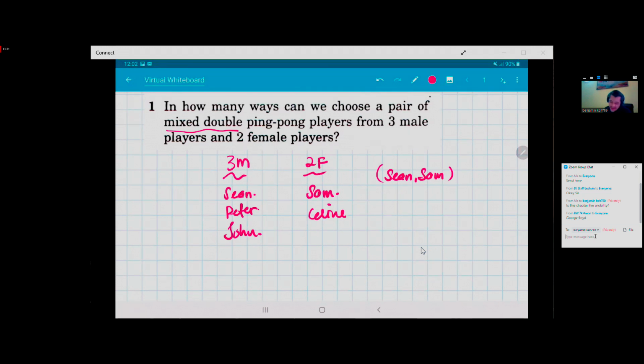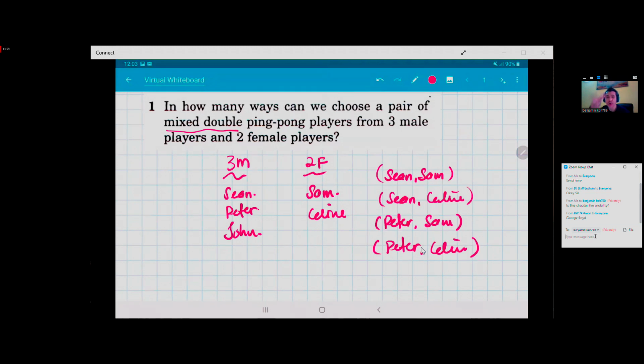Anyway, so that's 1 pair. Maybe another pair could be Sean with Celine. That's the 2nd pair. But of course we need to find out the total number of pairs we can get. What is the maximum number of pairs? So maybe another pair can be Peter with Samantha, and then Peter with Celine.